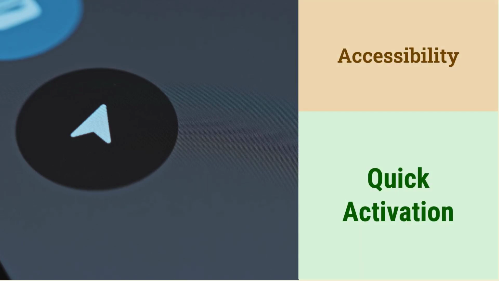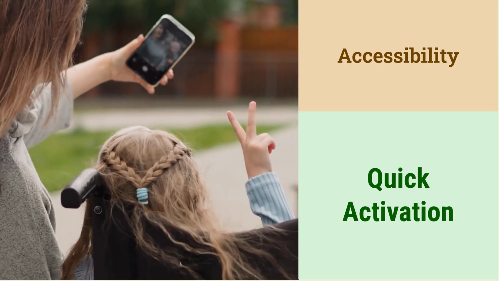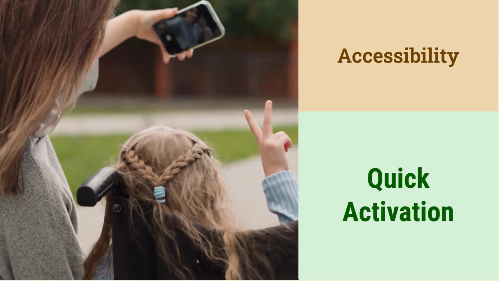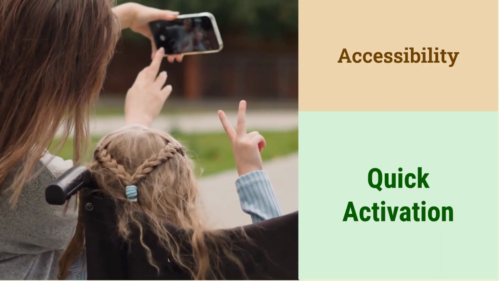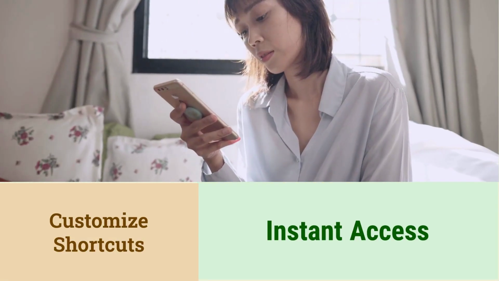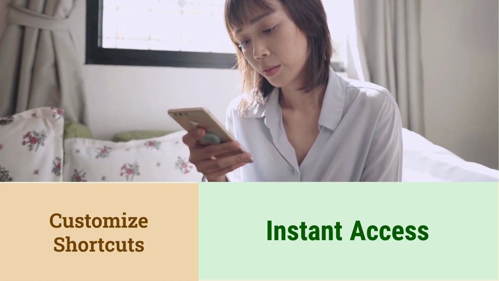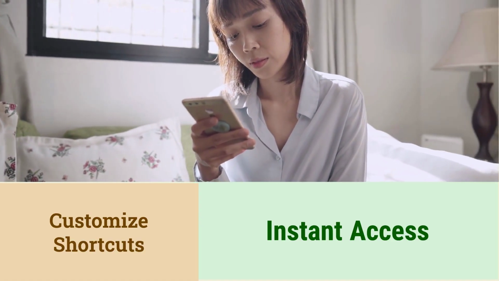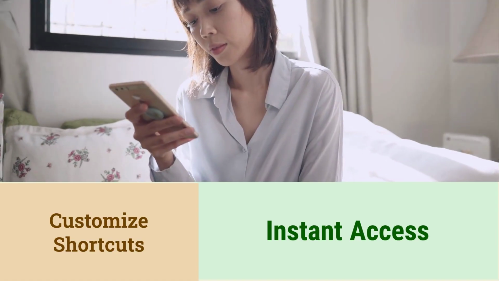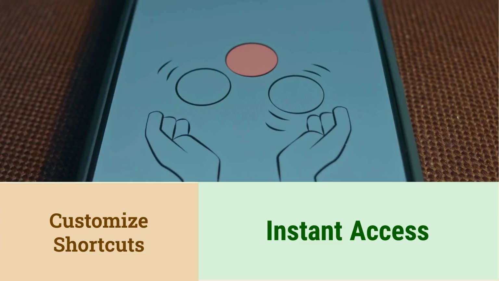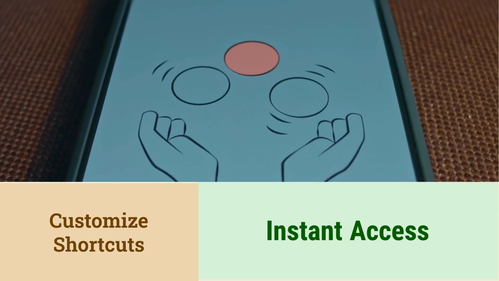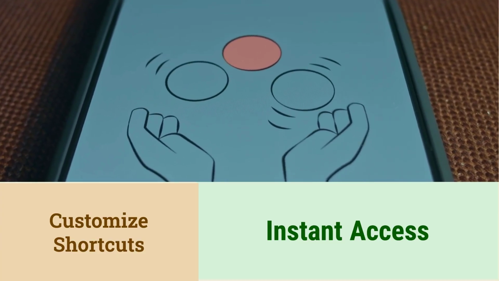Beyond these dedicated modes, both iPhone and Android offer accessibility shortcuts. These allow you to quickly activate certain features with a simple gesture, like a triple click of a button. You can assign features like the magnifier, easy mode, or assistive access to these shortcuts. This means you can switch between modes or activate helpful tools instantly, without digging through menus. It's about making your phone respond to your needs with minimal effort.